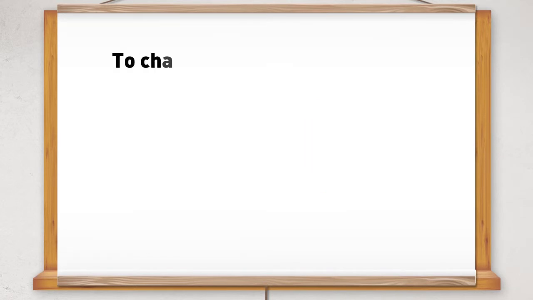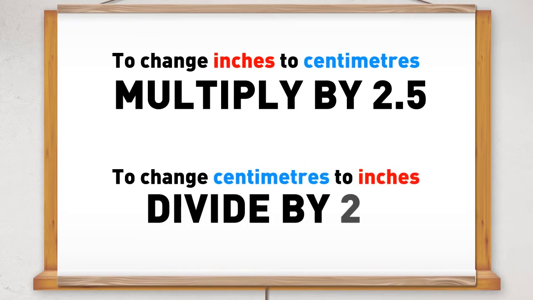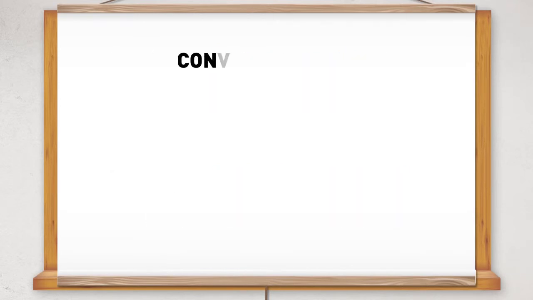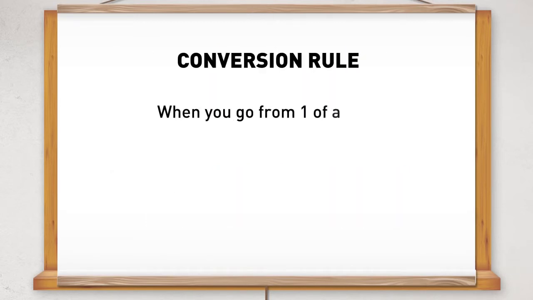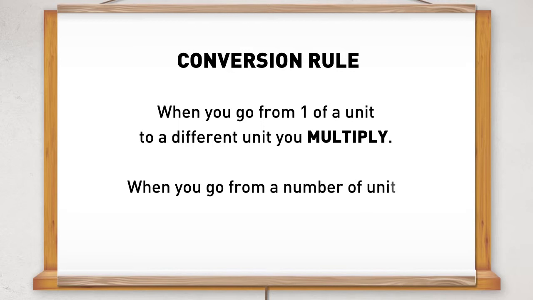So to change inches to centimetres, multiply by 2.5. To change centimetres to inches, divide by 2.5. If you can't remember whether to multiply or divide, this little rule may help you. When you go from one of a unit to a different unit, you multiply. When you go from a number of units to one of units, you divide.